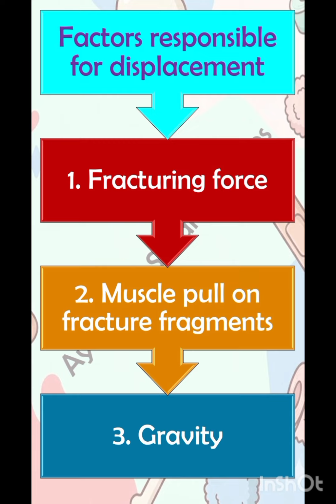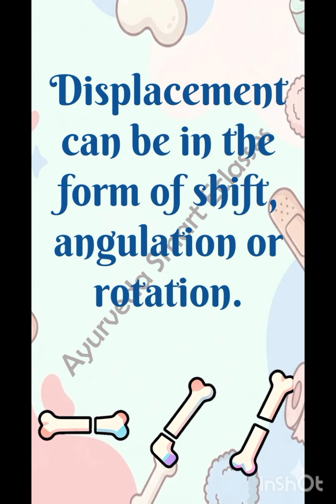The factors responsible for the displacement are the fracturing force, the force at which the bone is broken, the muscle pull on the fracture fragment, as well as gravity. These are the factors causing the displaced fracture. Displacement can be in the form of shifts. So in the first, we can see yes, there is a shift, maybe angulation or rotation.